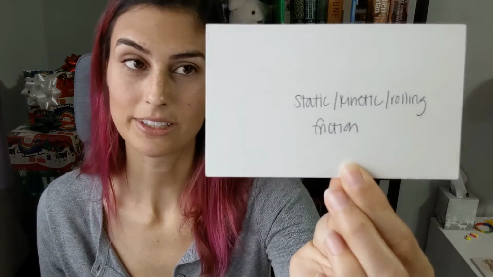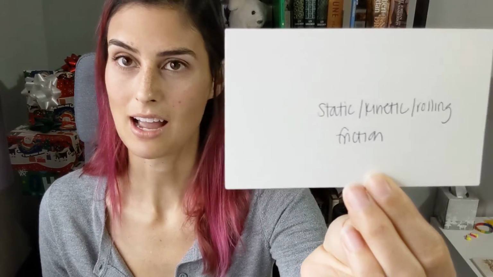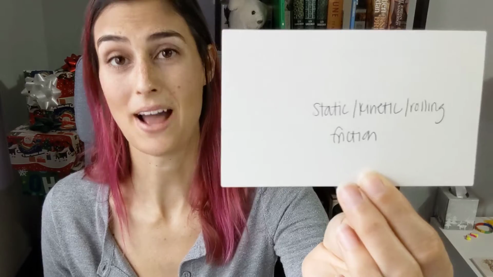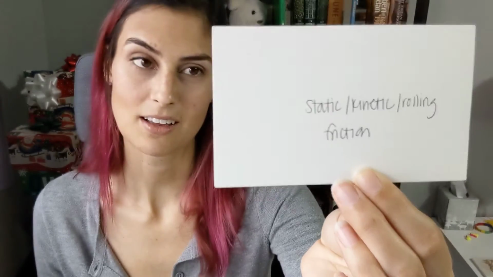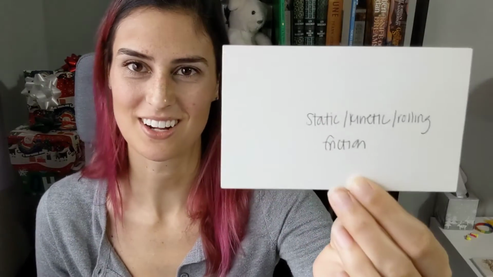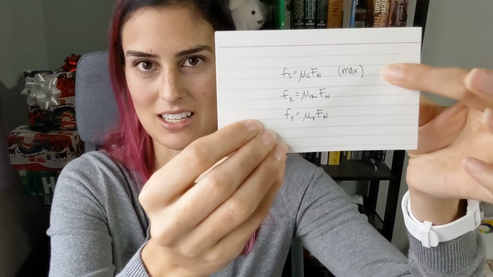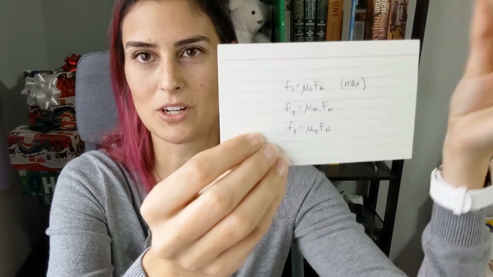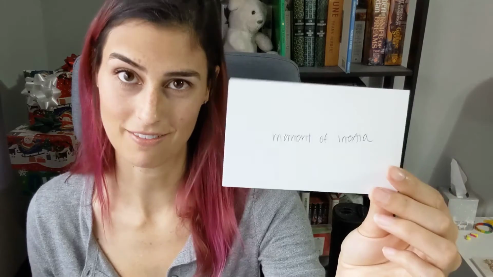Static, kinetic, and rolling friction. So you have static friction equals mu sub s times the normal force, and that's a maximum. Kinetic friction equals mu sub k times the normal force. And then rolling friction equals mu sub r times the normal force, where the mu's are the coefficients of friction. And the reason that I say this is a max is because it's just however much force it needs to oppose movement until the max is reached.